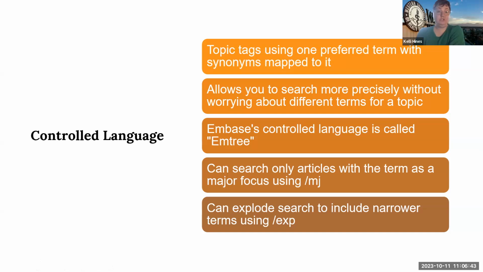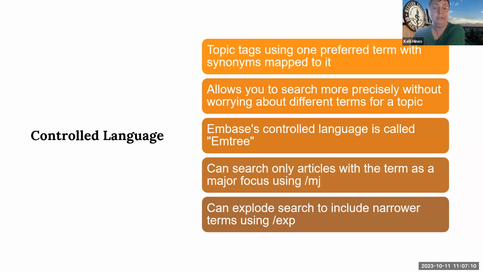EMBASE also has controlled language, just like PubMed's is MeSH. EMBASE's is Emtree. What this does is map topic tags. I like to explain it to students as kind of like a hashtag for databases. It has your one preferred term and it maps all of the synonyms to that. So it lets you search more precisely without necessarily worrying about all of the different synonyms that you could search for.